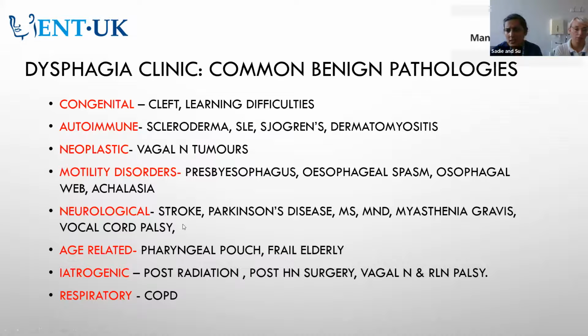Neurological burden is huge. I think with an aging population, this must make up a lot of your work as dysphagia therapists. So anything from stroke to Parkinson's, MS, MND, myasthenia gravis. A vocal cord palsy is put in here, but unless it's a dense palsy or it's actually bilateral, palsies on their own are not the main culprits when we come to dysphagia. Age-related, as we've already mentioned, can lead to pouch development, and general frailty obviously causes dysphagia as well.